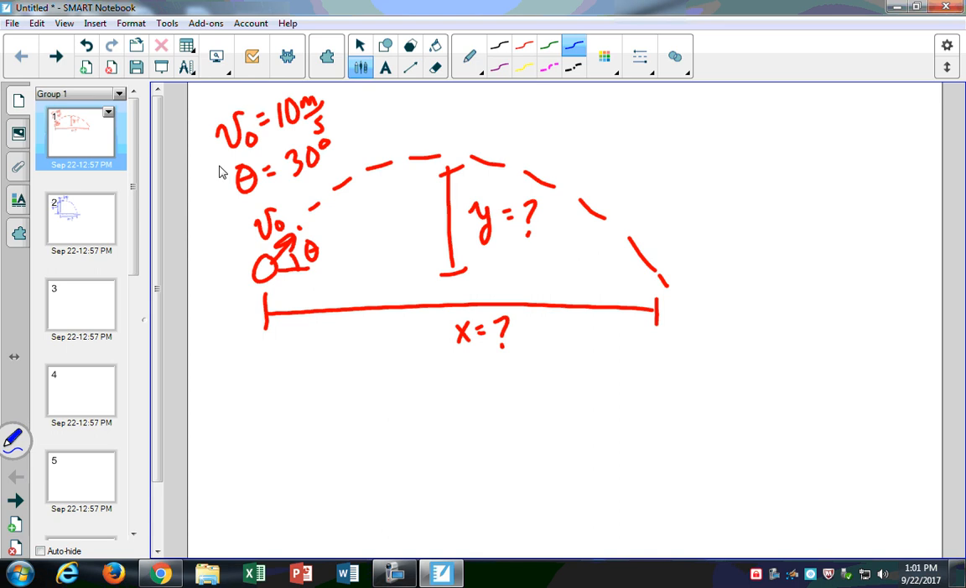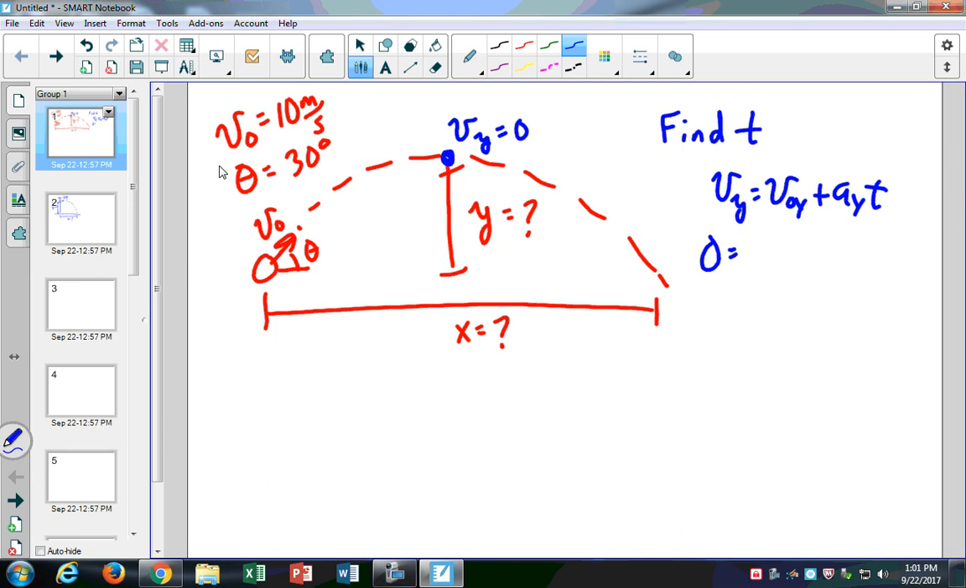So here, we're given v naught, and we're given the angle theta, and I want to know x, I want to know y. And so the first thing that I want to do is find t. In order to find t, I know that at the top of the trajectory, vy is equal to 0. And so in order to find t, I say vy is equal to v naught y plus ay t, and then I solve for t, because I know everything here but t. 0 equals 10 sine of 30.